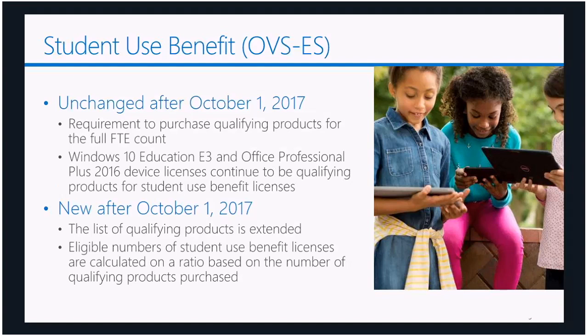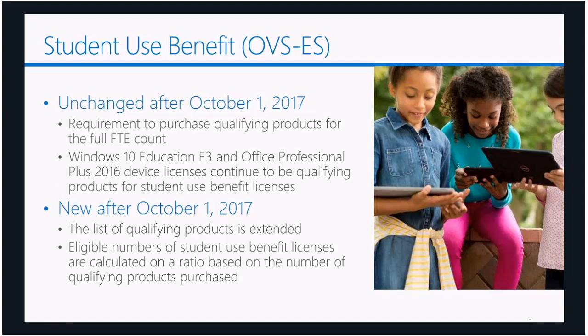Student use benefit. So we've already discussed that it does exist with this, and the ratio is based on the FTE count. You still need to purchase the qualifying products the same as you did before, whether that's a desktop pack, an OS, productivity suite, or CALs, I think was the final one that there was. So nothing's really changed there. They have said that the list of qualifying products is extended. I'm not really sure what. I can't remember the exact list before, and you guys might be better on this than I am.